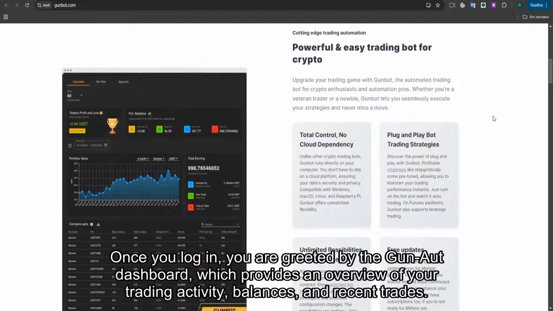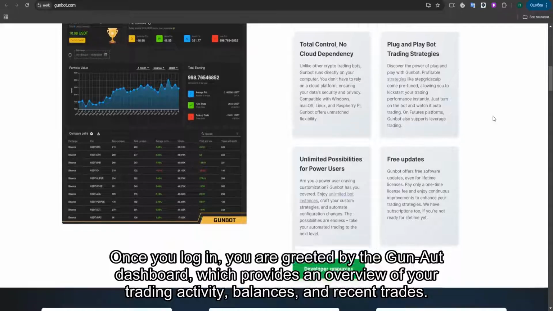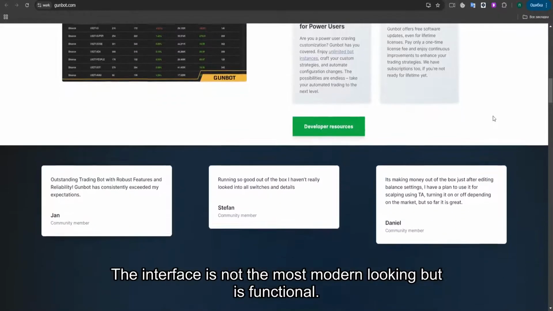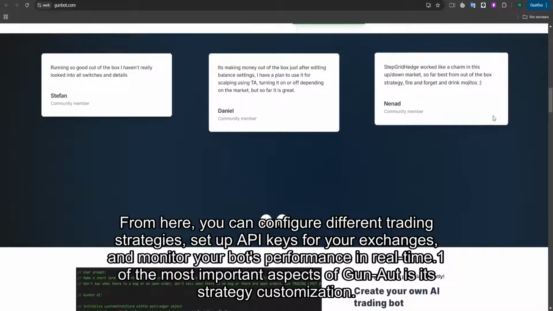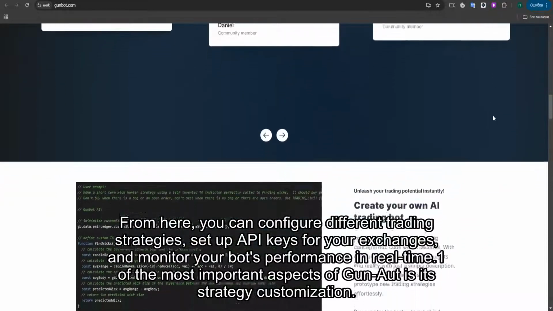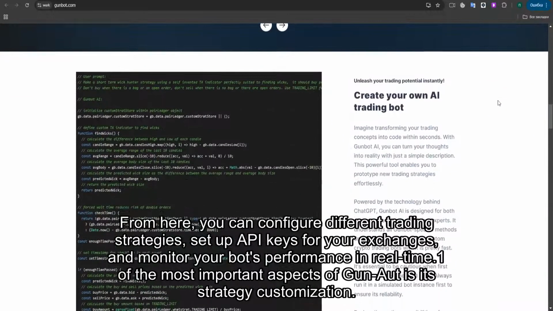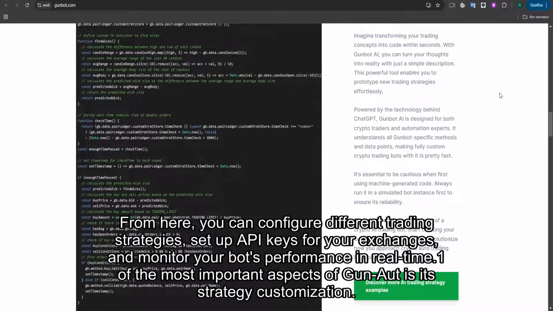Once you log in, you are greeted by the Gunbot dashboard, which provides an overview of your trading activity, balances, and recent trades. The interface is not the most modern looking but is functional. From here, you can configure different trading strategies, set up API keys for your exchanges, and monitor your bot's performance in real time.